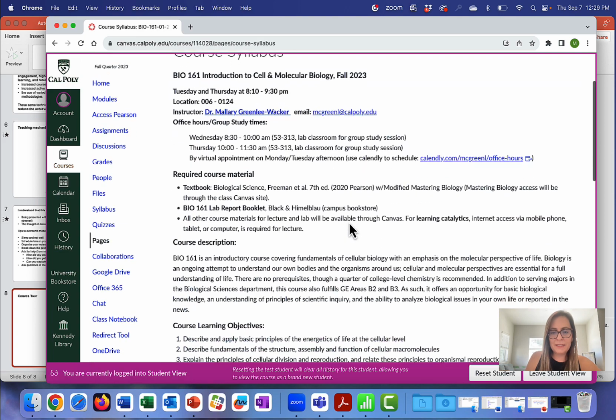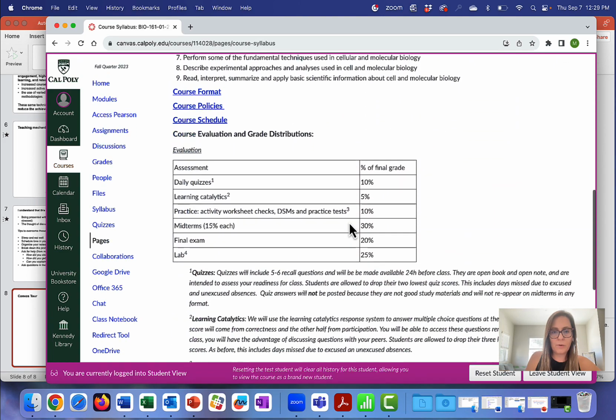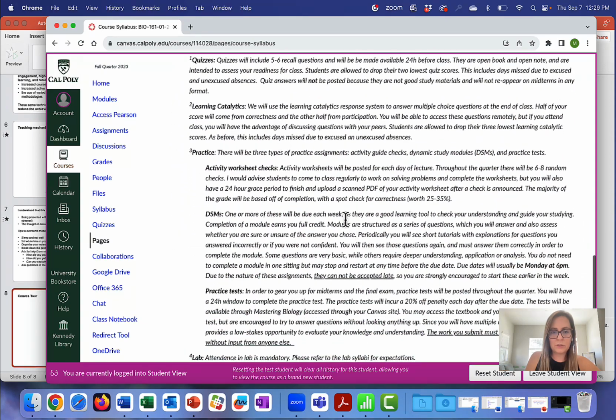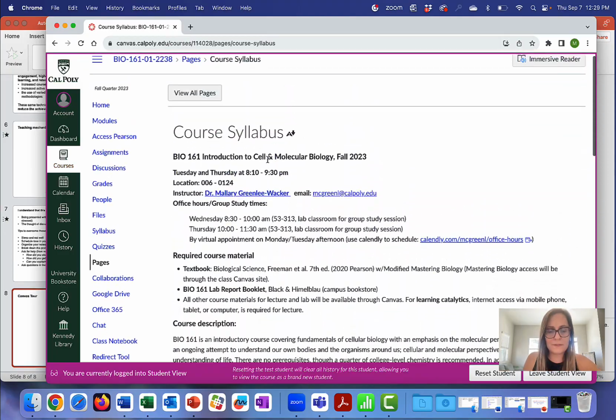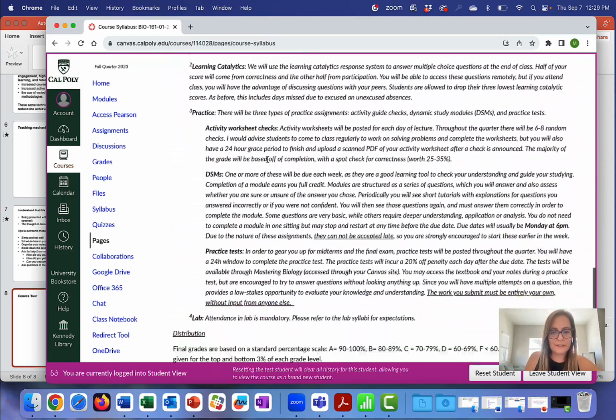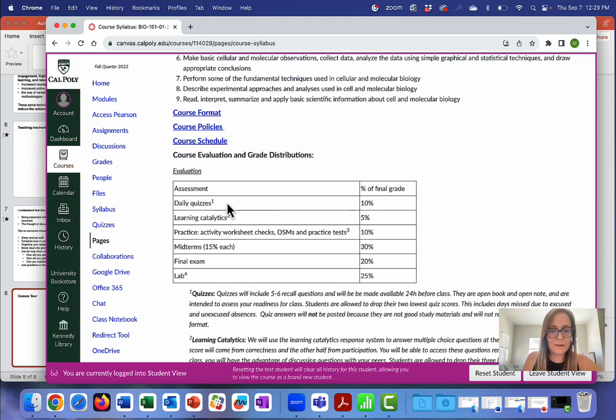This syllabus is required reading, so you're going to want to go ahead and read this. You will learn more about the different assessments that we're going to have in the class and where there's some grace in those assessments. Some of them, like the learning catalytics, some percentage of them will be dropped, and same for the quizzes.